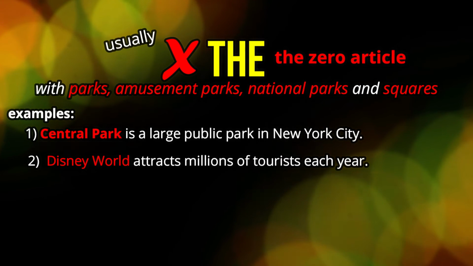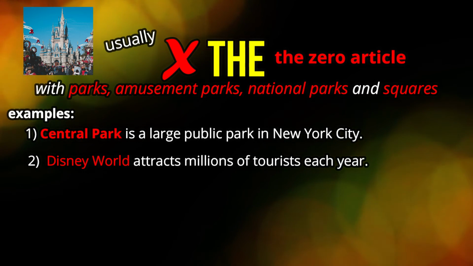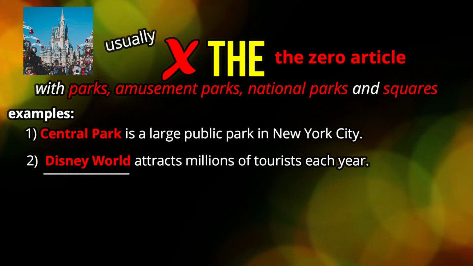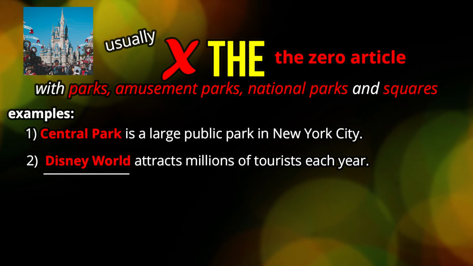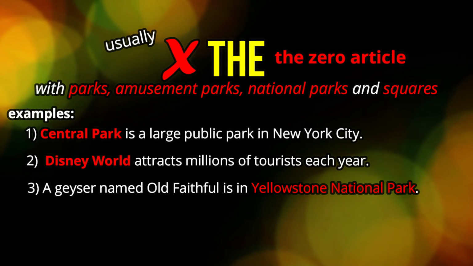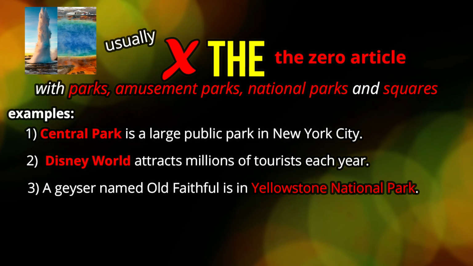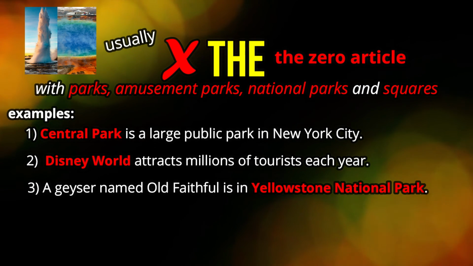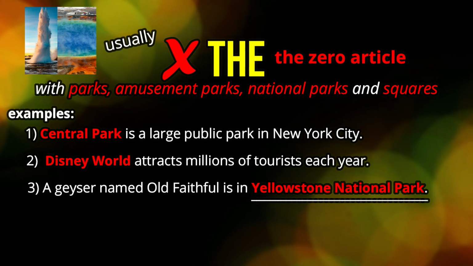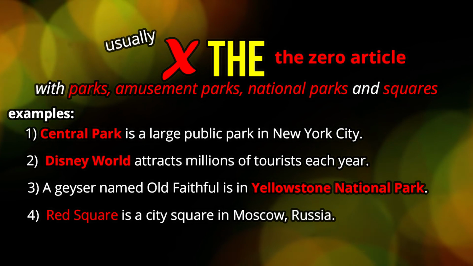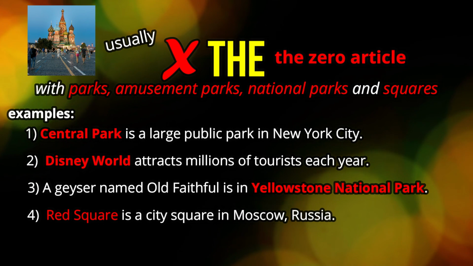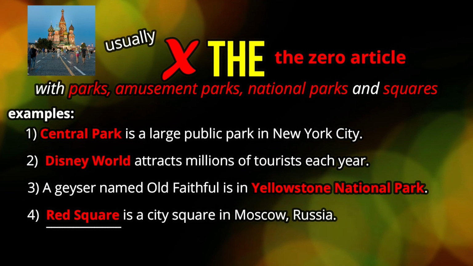And in number 2, Disney World attracts millions of tourists each year. In this case, we have an amusement park, Disney World, and you can see it doesn't take an article, right? It's a zero article again. And in number 3, a geyser named Old Faithful is in Yellowstone National Park. In this case, we have Yellowstone National Park, and as you can see, there's no article there. And finally, in number 4, Red Square is a city square in Moscow, Russia. And like the other 3, there's no article. It takes a zero article. All right?